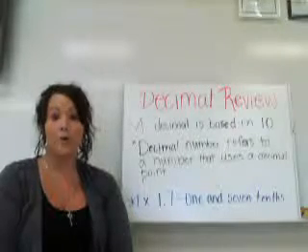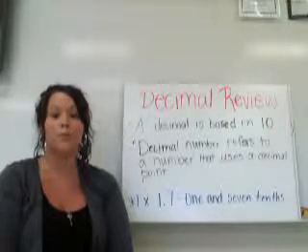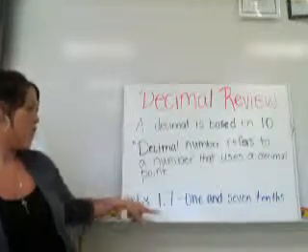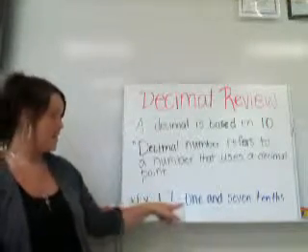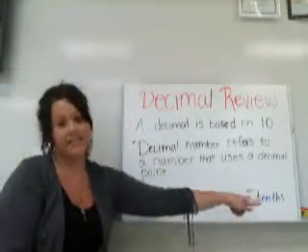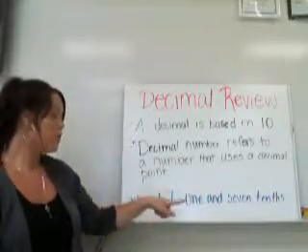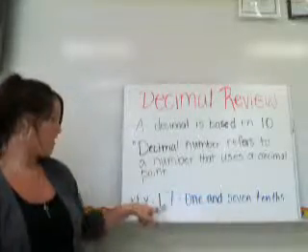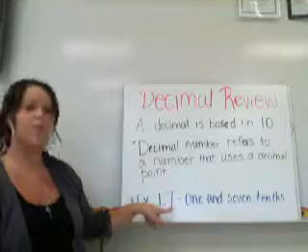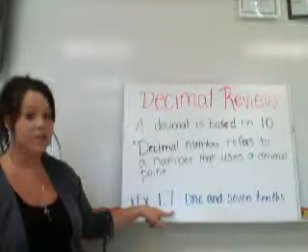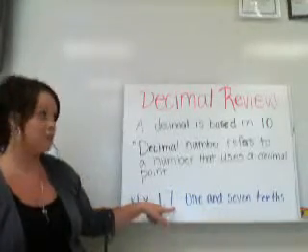A decimal number refers to a number that uses a decimal point. For example, 1.7 is read as 1 and 7/10. Whenever you see the decimal, we say "and." 1 and 7/10. This is 7/10 because there is no ones place value behind the decimal.